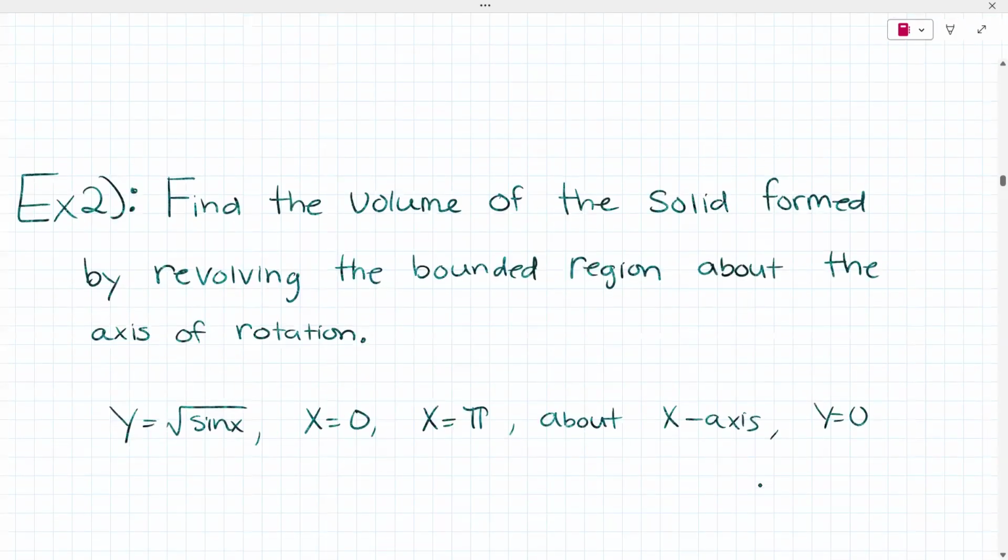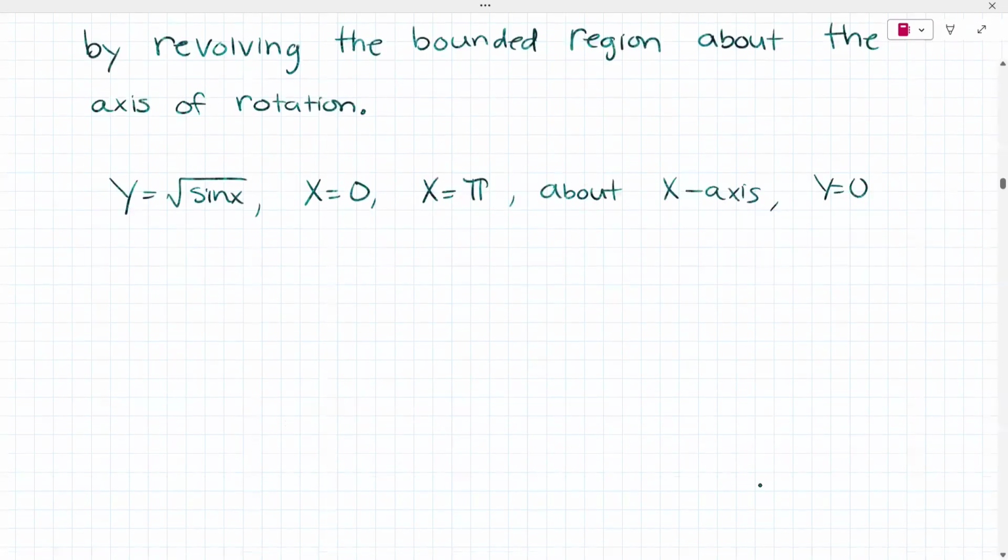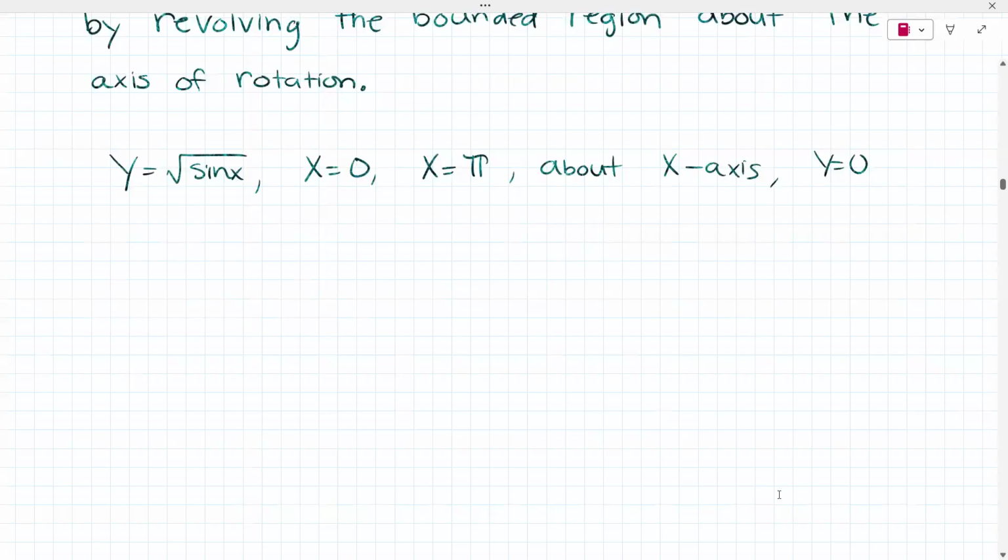Example 2 says, find the volume of the solid formed by revolving the bounded region about the axis of rotation. We have y equals square root of sine of x, x equals 0, x equals pi, about the x-axis, and where y equals 0. Okay, so what we're going to do is draw our image.